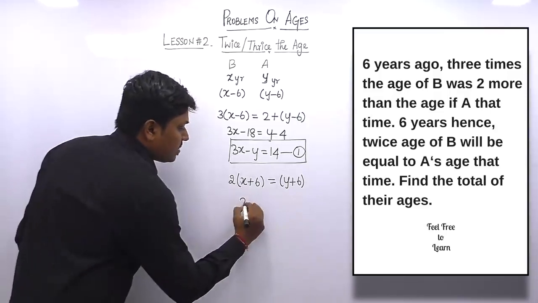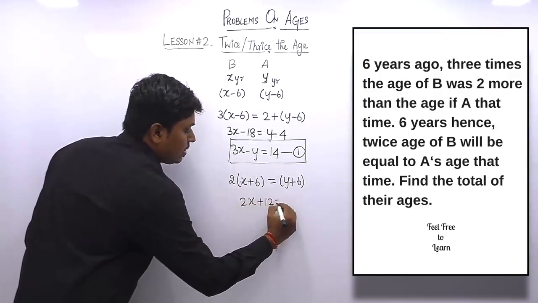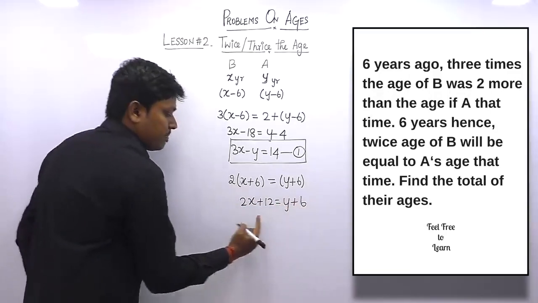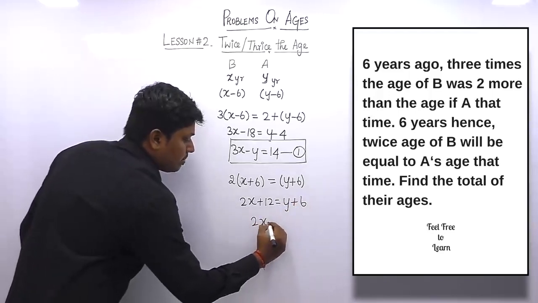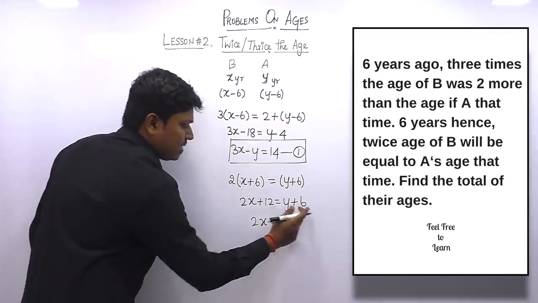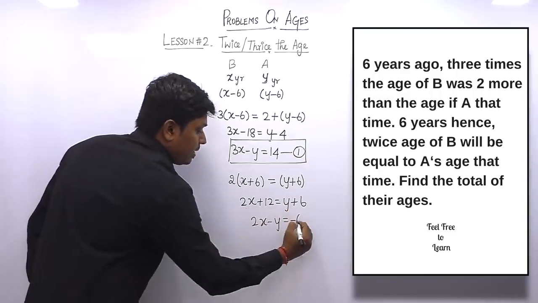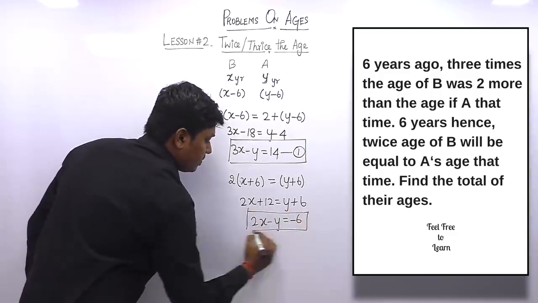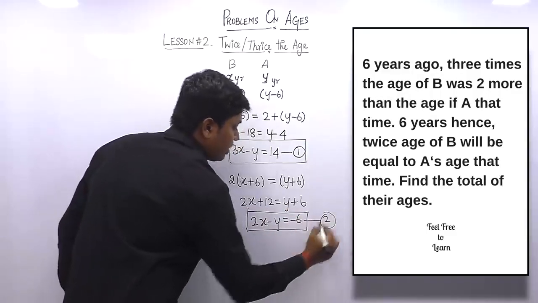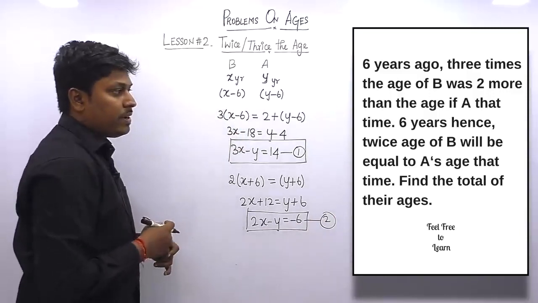So similarly we can solve this. 2x plus 12 is equal to y plus 6. So 2x minus y is equal to 6 minus 12, which will be minus 6. So let me assume this as equation number 2. So now our target is to find the total age.